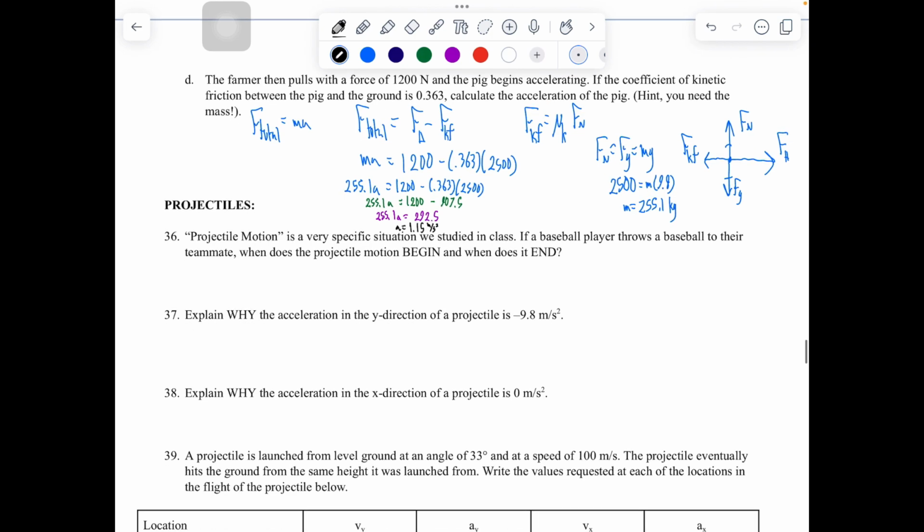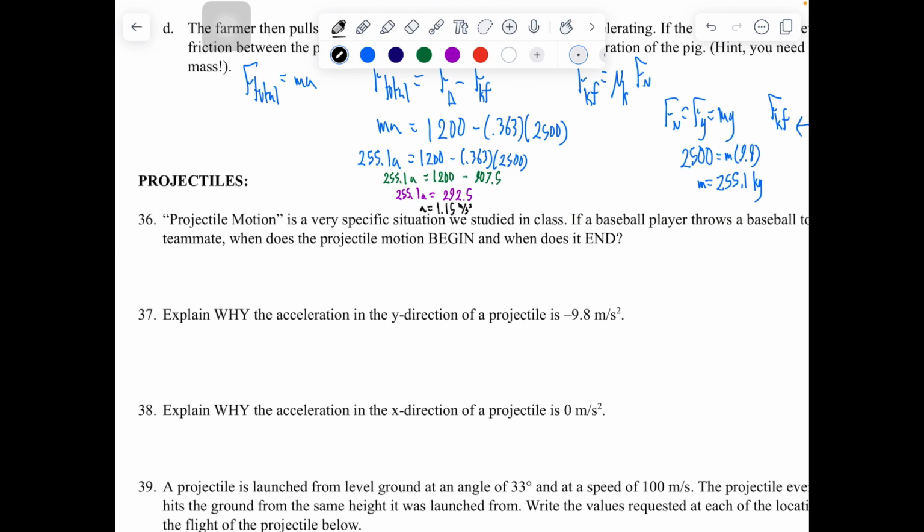Projectile motion, very specific situation we studied. Baseball player throws a baseball to their teammate. When does projectile motion begin? When does it end? Projectile motion is defined as the only force acting on an object being the force of gravity. So, projectile motion starts when the ball leaves the player's hand, and it ends when the ball is caught. So while it's in the air, while the only force is gravity, it is projectile motion.